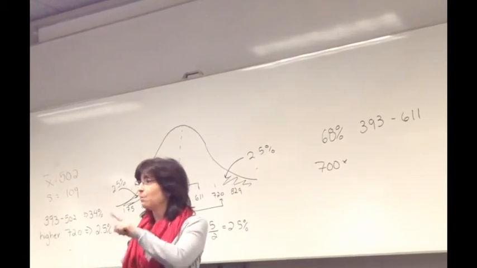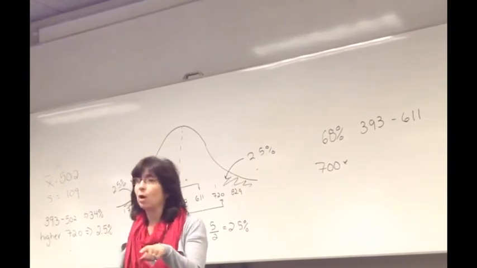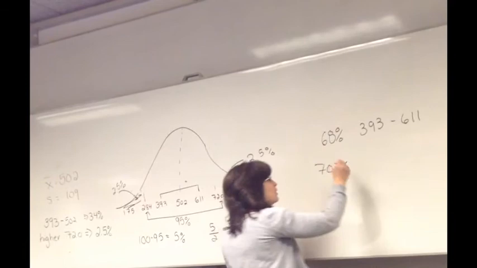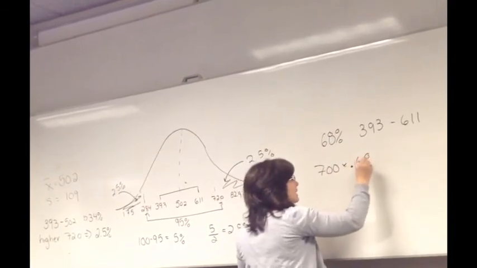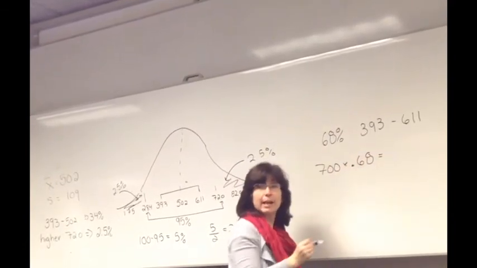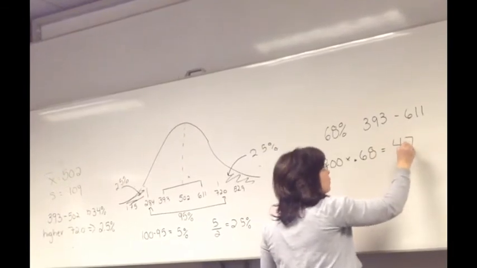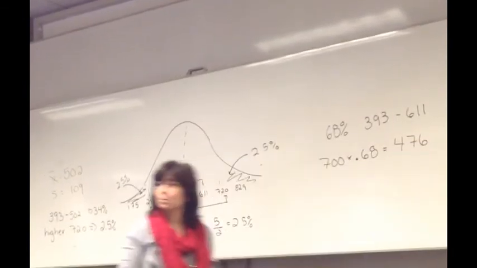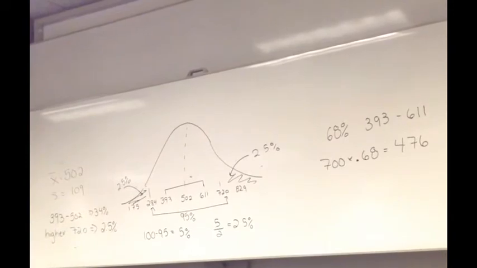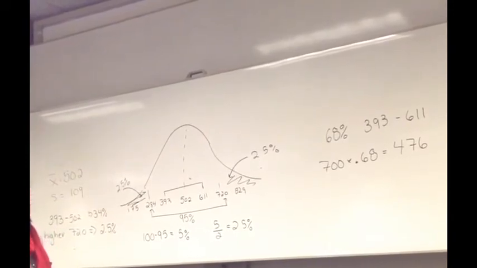But you have to remember, you can't multiply by 68, you have to multiply by what? You have to change that percentage to a decimal, 0.68. So how many students did you get? 476. Okay? Yes?